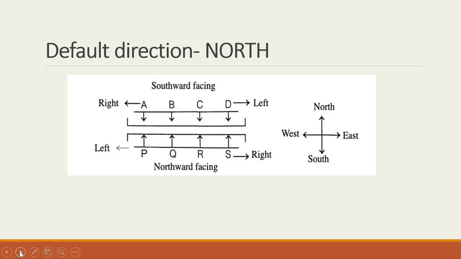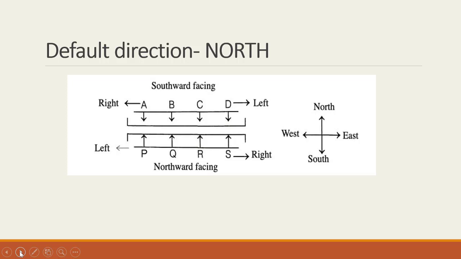So the very basic thing here is that if the direction has not been mentioned, that if it is written that six people are sitting in a line and no direction has been mentioned, the default direction happens to be north. So if nothing has been written about the direction they are facing, we will have to assume that they are facing north. Okay. And if the direction happens to be something else, like south or east or west, that would be explicitly mentioned in the question.